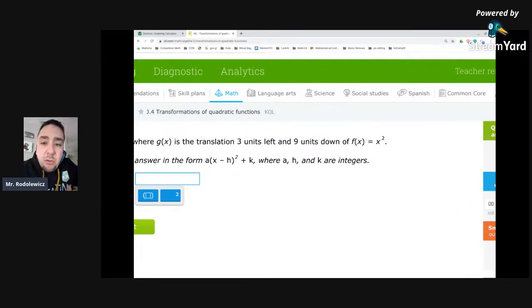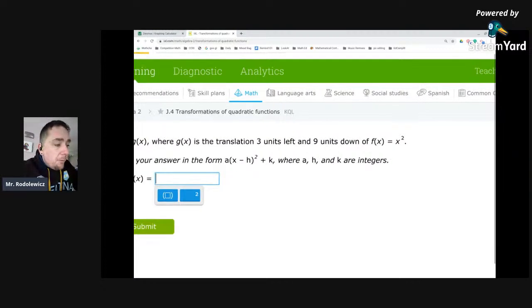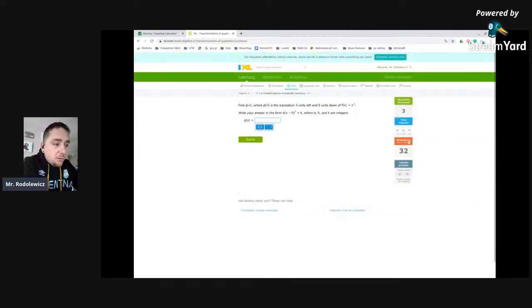Translate 3 units left and 9 units down. All right, multiple transformations here. So inside the group, left, I would think is a minus. Inside opposite though. So I'm going to add 3.